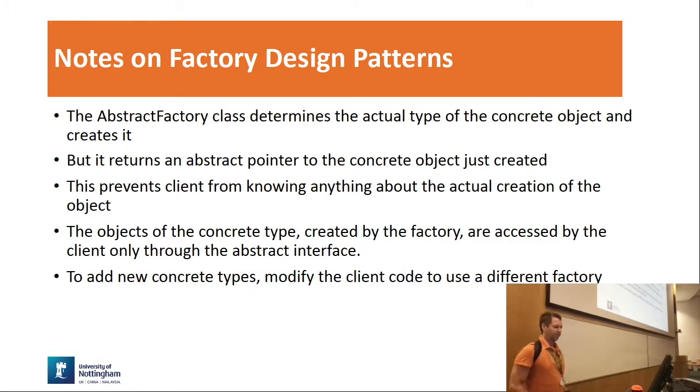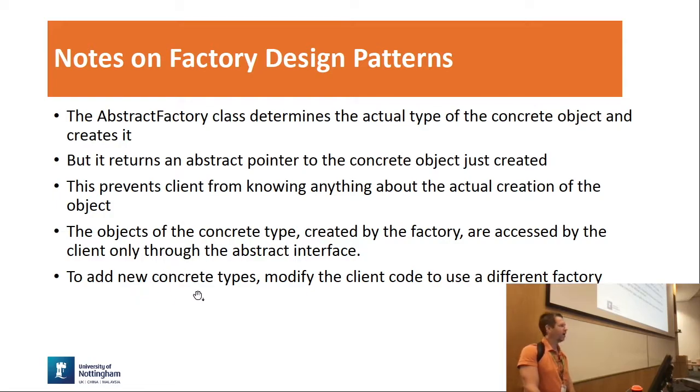So the abstract factory returns concrete objects, right? And it returns a pointer to the concrete object. I don't know if we actually talked about pointers. Do you guys talk about pointers in any of your modules? I think you took a C module in your first year and you talked about pointers, right? This prevents the client from knowing anything about the actual creation of the object, so it's outsourcing the creation of the objects, making them abstract, and putting all the logic into a special class.